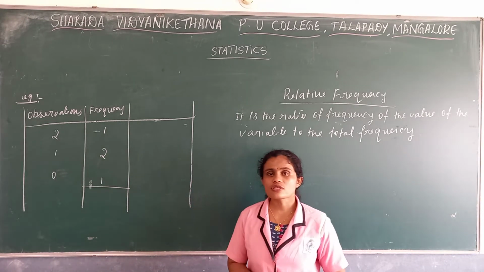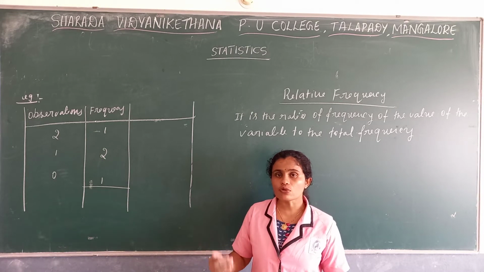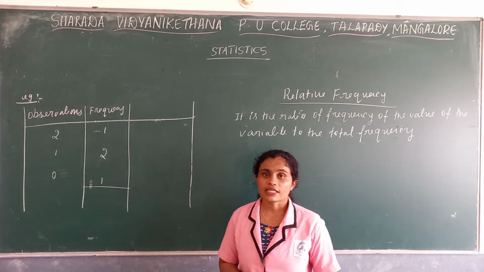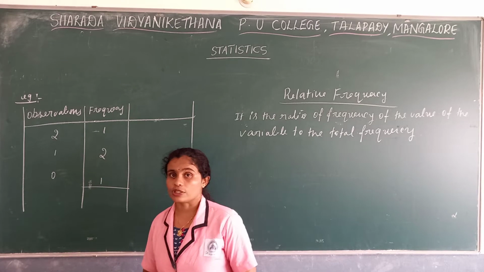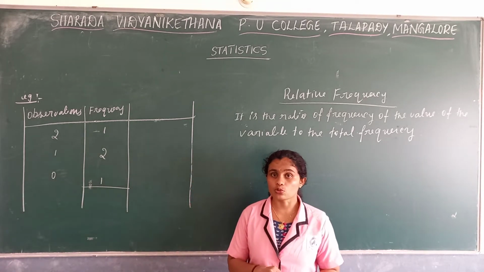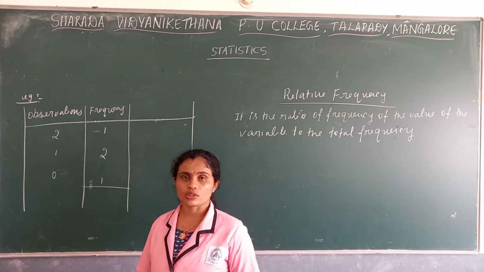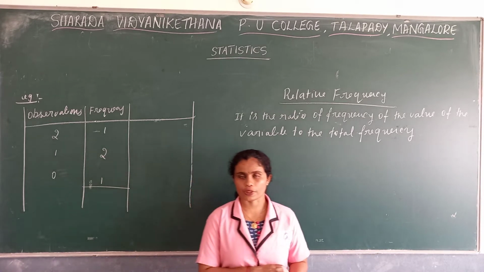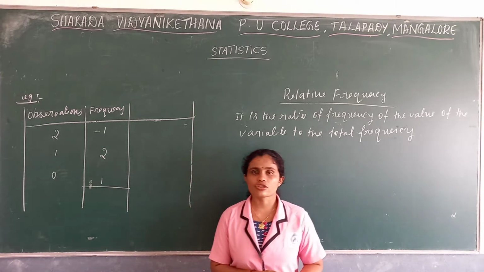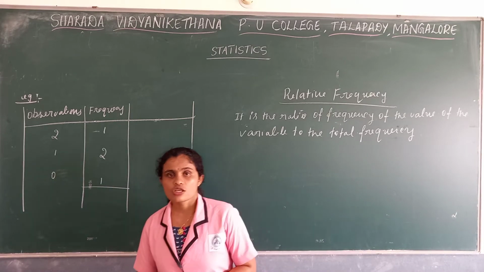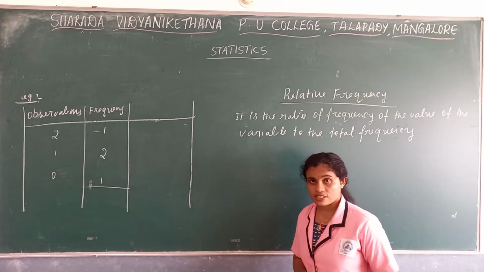And we have also seen the number of classes, how to get the number of classes. That is by using Sturges' rule, that is 1 plus 3.322 log n. Then we have also seen the formula for obtaining the width of a particular class, that is range divided by number of classes. So this we discussed in yesterday's session.